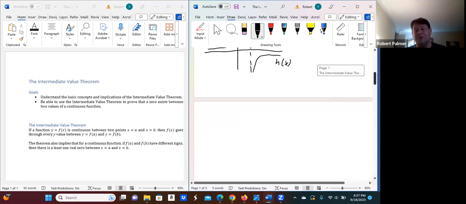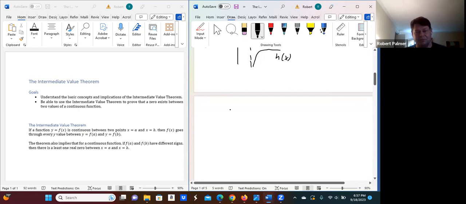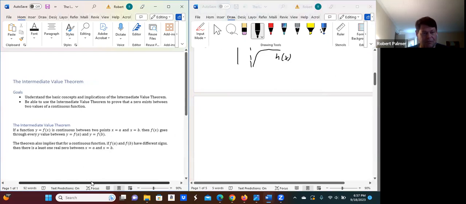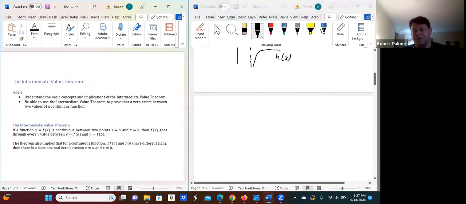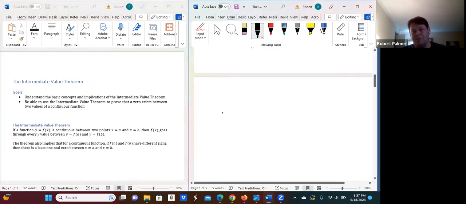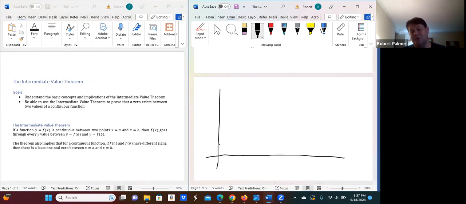Now, let's talk about what the intermediate value theorem says. The intermediate value theorem says you have some function f of x that is continuous between two points a and b. So let's draw a picture here. I'll just do this in the first quadrant for simplicity, but it could be anywhere. Let's say this is our function right here.